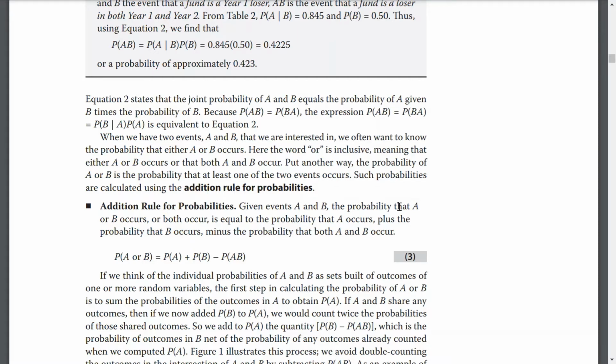When we have two events, A and B, that we are interested in, we often want to know the probability that either A or B occurs. Here the word or is inclusive, meaning that either A or B occurs, or both A and B occur. Put another way, the probability of A or B is the probability that at least one of the two events occurs. Such probabilities are calculated using the addition rule for probabilities.